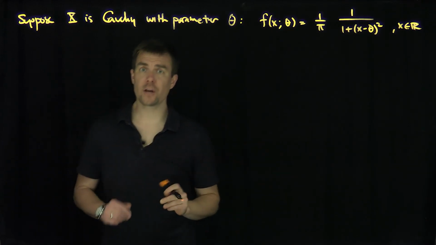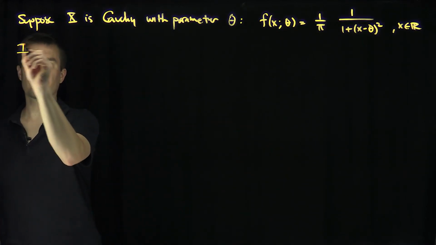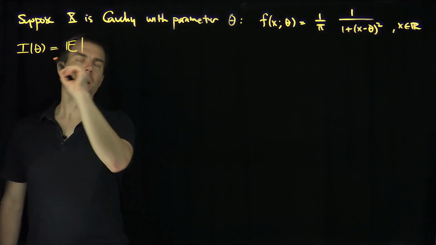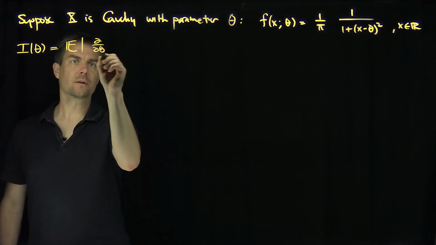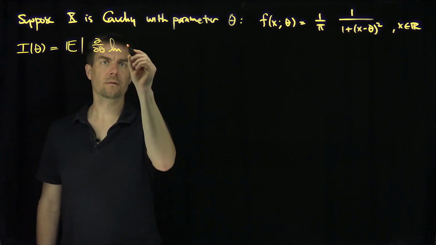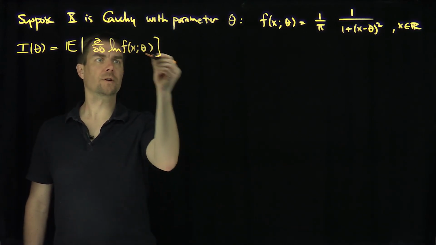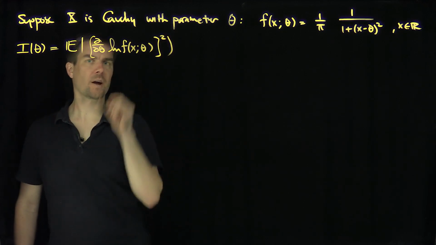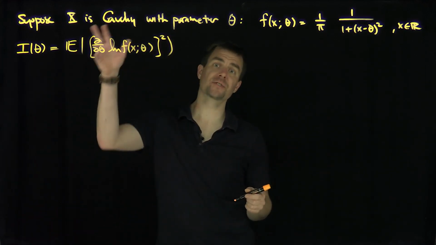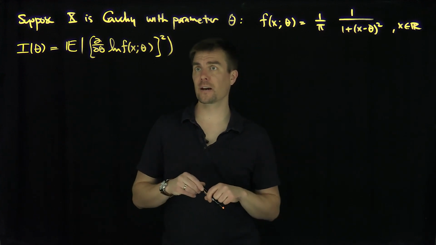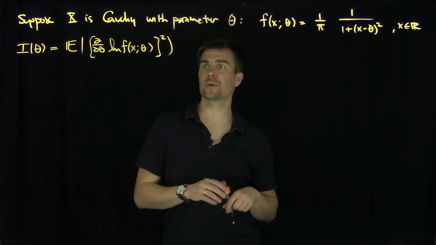And so we're going to compute the information, so the information in the parameter theta. Recall what the information is. It's the expected value of the derivative of the log of f of x and theta, quantity squared. It's also equal to negative the expected value of the second derivative with respect to theta of the log of f of x and theta. Well, this one's actually a little bit easier for this problem, so let's do it like this.